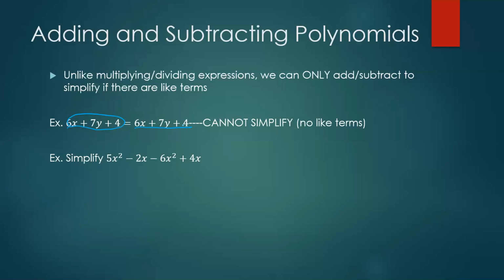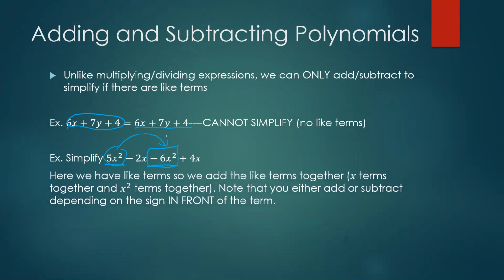In this next example, let's see if we can simplify it. So we have 5x squared minus 2x minus 6x squared plus 4x. Well, first thing I notice is that I do actually have some like terms. 5x squared and negative 6x squared, with the sign in front, right? And it's a negative 6x squared because of the negative in front. These are actually like terms. So because they're like terms, I can piece them together.